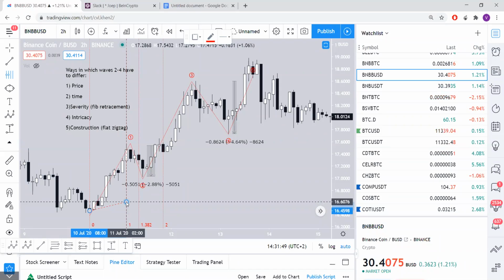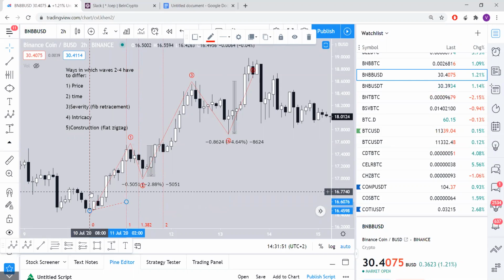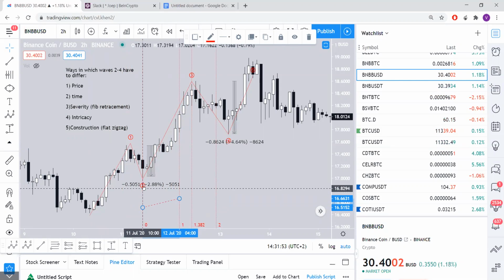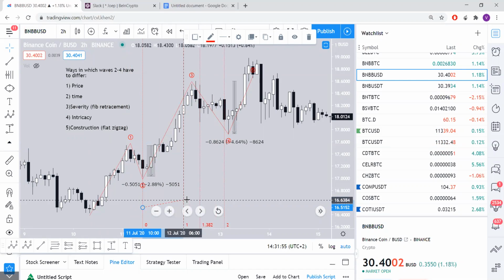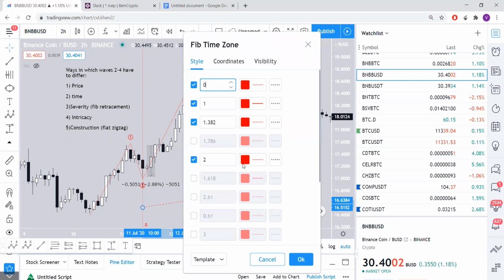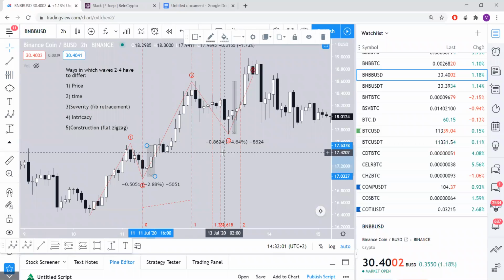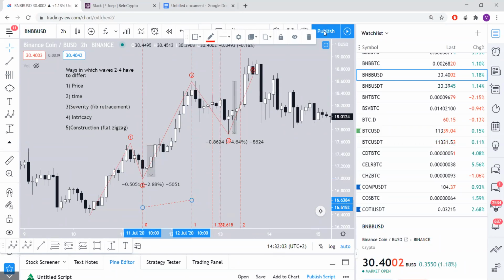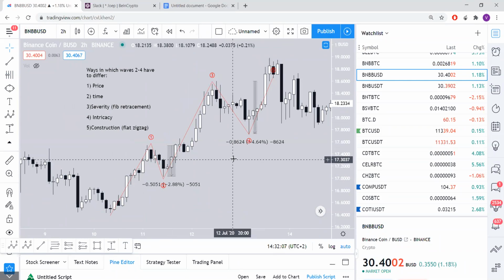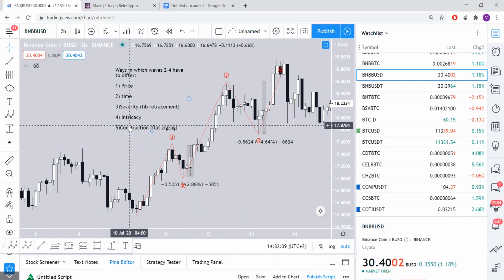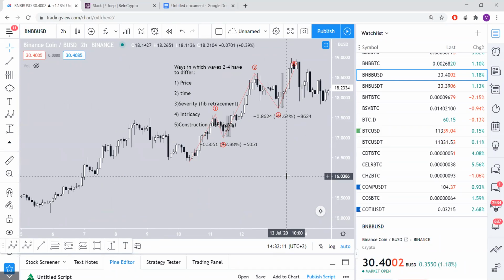That's slightly more than 0.382. That's nearly 2, so I think that's, yeah, that's even more, so that's nearly 2. We also have time alternation, and we might have construction. Should I go there now? Wait. Okay, let's do that.